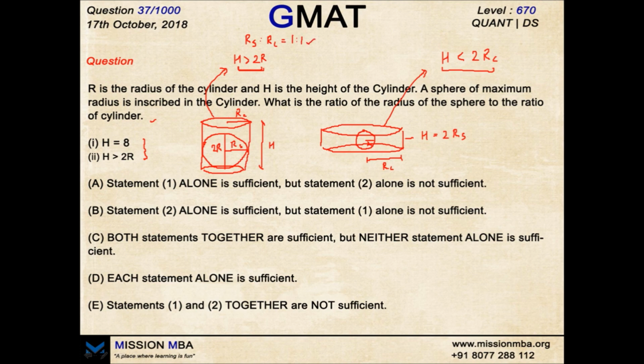Whereas if I have this scenario where height is less than 2 RC, you cannot find out the ratio of the radius RS to RC unless you know the height h in terms of RC. So guys, giving me the height does not even tell me which case it is, this one or this one. So of course this is insufficient, whereas h greater than 2r tells me that this is the first case and RS to RC will be 1:1. So statement 2 alone is sufficient, but 1 alone is not sufficient.